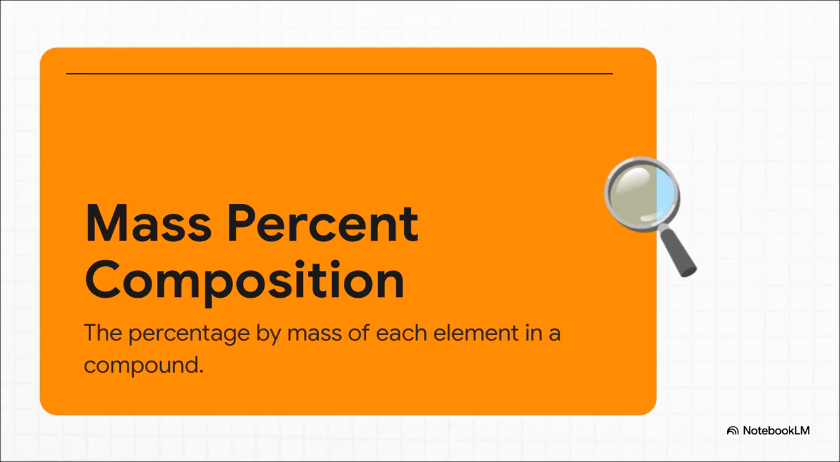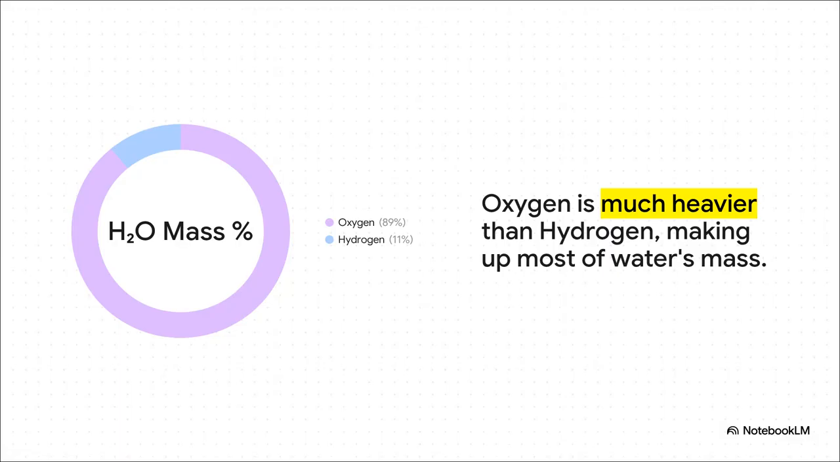This is a super important piece of data, especially when you're trying to figure out what an unknown substance is. Now, if we look at the mass of water, something really interesting pops out. Even though there are 2 hydrogen atoms for every 1 oxygen, oxygen atoms are so much heavier that they actually make up almost 89% of water's total mass. That specific 89 to 11% split, that's a unique fingerprint for water. No other compound has it.